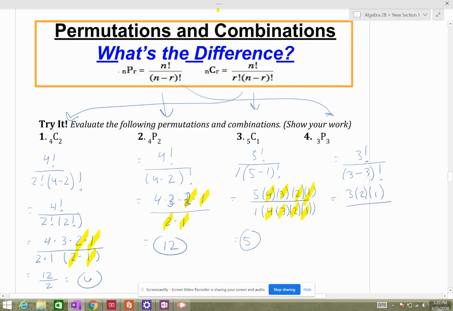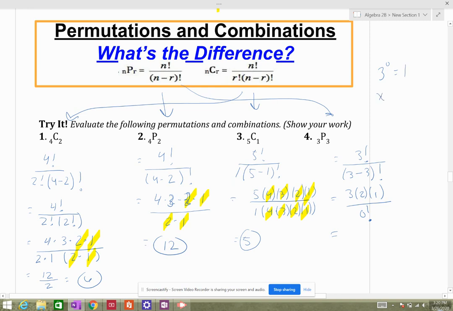3 minus 3 is 0 factorial. A lot of people have a hard time with this one, but 0 factorial is one of those weird numbers, very similar to, if you ever have done a number, let's say 3 raised to the 0 power, what do you get back? Yeah, you get back a 1, right?